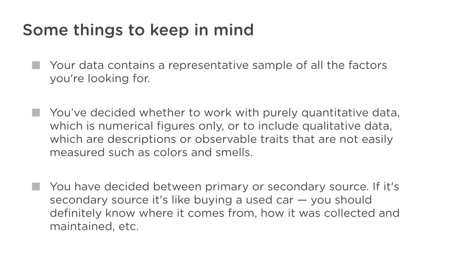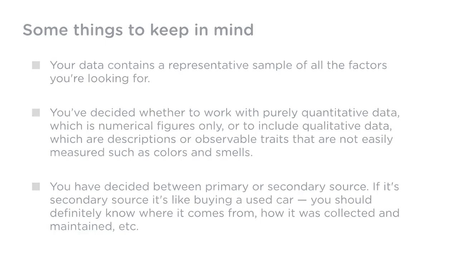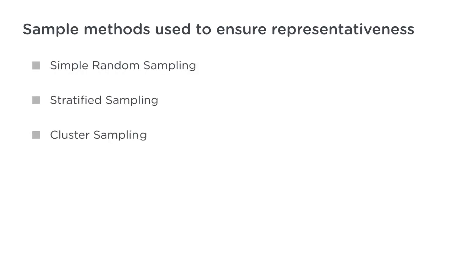If it's a secondary source, it's like buying a used car. You should definitely know where it comes from, how it was collected and maintained, etc. A variety of sample methods are used to ensure representativeness by incorporating an element of randomness in selecting data points. Some common ways are called simple random sampling, stratified sampling, cluster sampling, and systematic sampling.